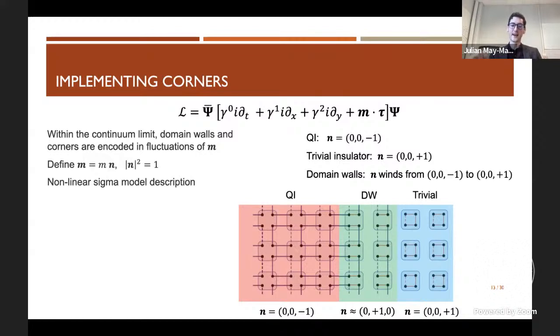So in this case, we see that n is winding on the unit sphere from the north pole to the south pole at this domain wall. Again, this is a pretty crude approximation because it's a very short length description I have shown here, but I hope it gives you some intuition for how I'm trying to treat the continuum limit of these domain walls.